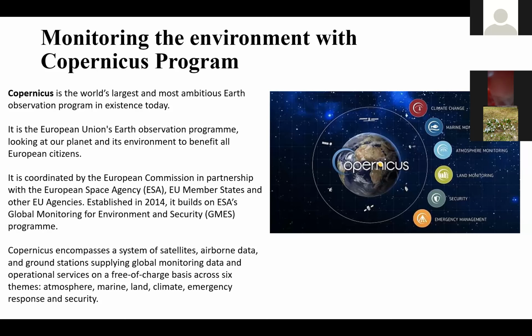The Copernicus program is also an ESA and EUMETSAT program. It's coordinated by the European Commission, and it includes different subjects like climate change, marine monitoring, atmospheric monitoring, and others. And Copernicus is a system of satellite, airborne and ground station data. The aim of the combination of these is to supply global monitoring data and operational services.